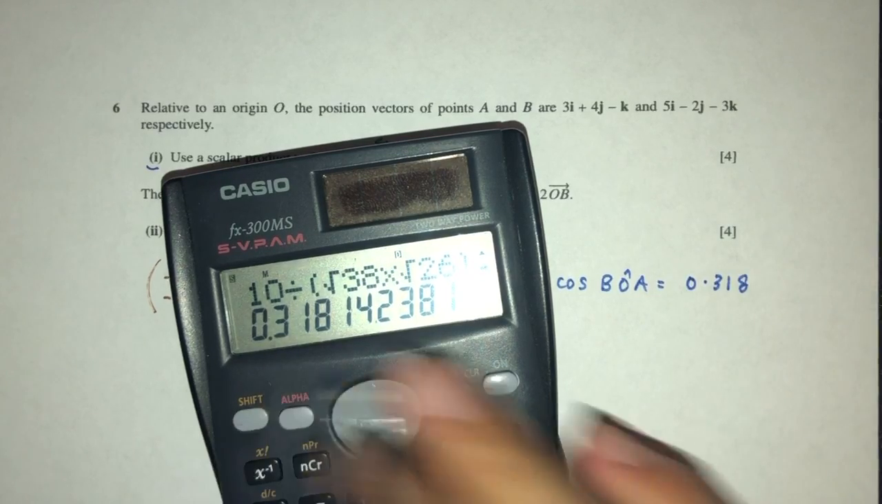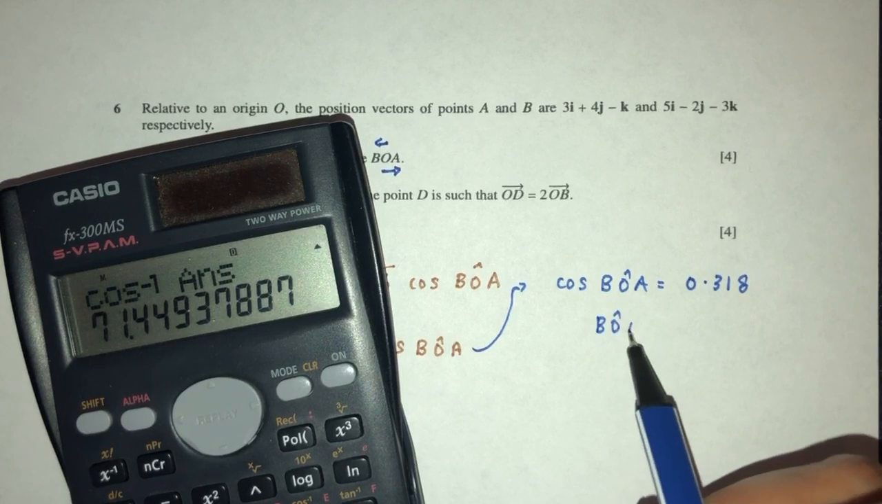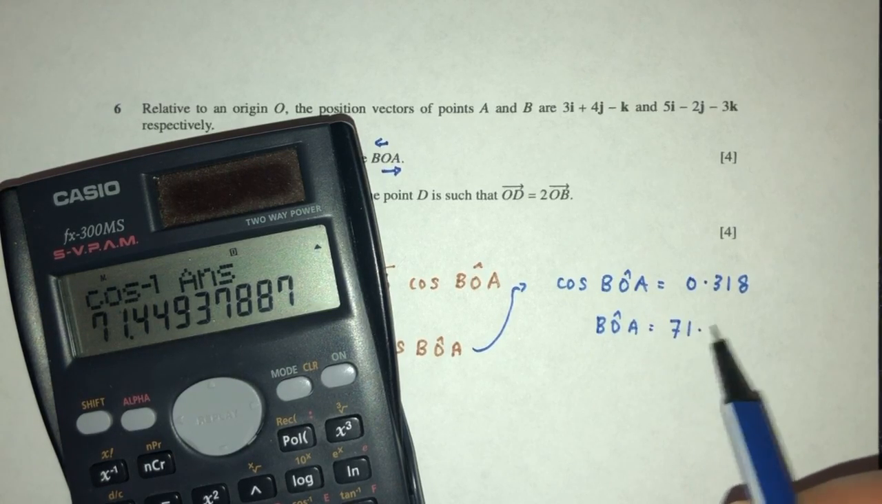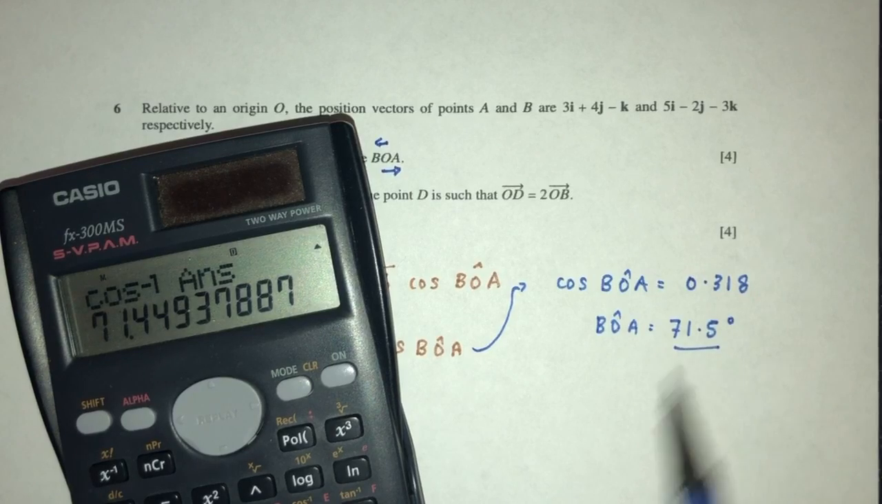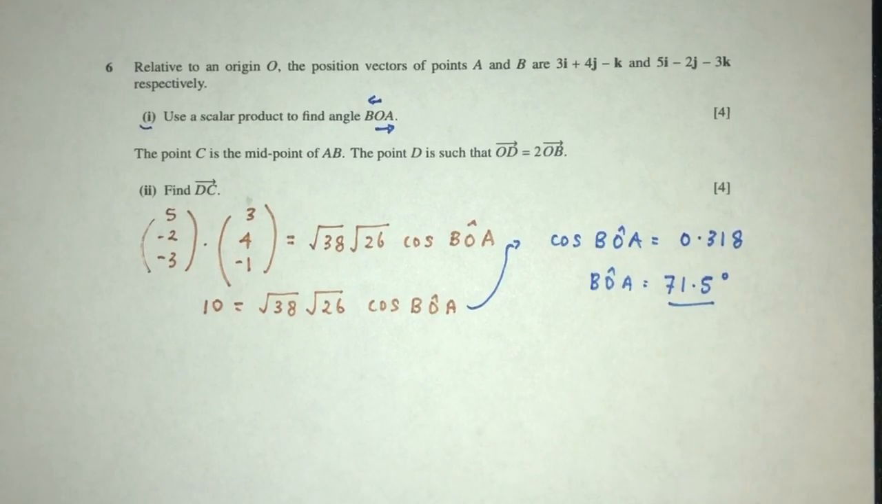And then cos inverse of that will be, angle BOA will be 71.5 degrees, correct to 1 decimal place. Now let's move on to part 2.